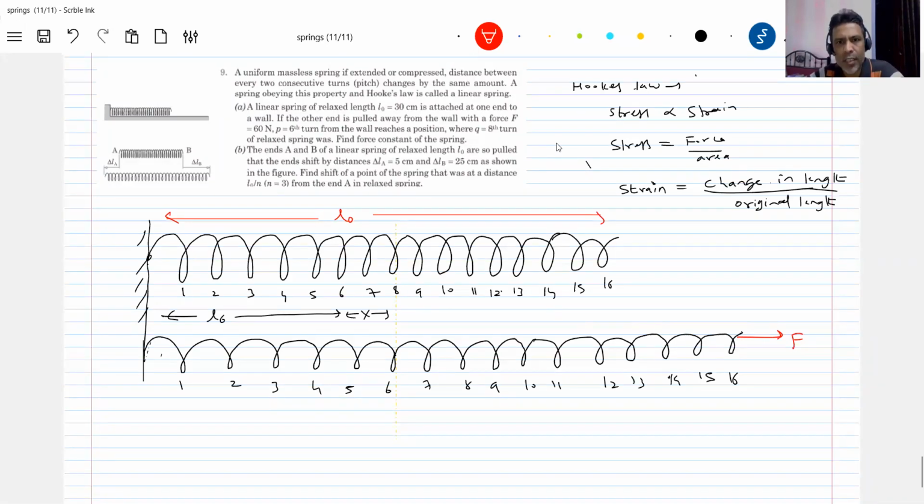Find the force constant of the spring, a force of 16 Newton, as he has given that also. I applied a 16 Newton. Now overall, one force applied, length of the spring given 30 centimeter. The sixth turn will be at the position of the eighth turn. With this information, we have to calculate now what is the spring constant of the spring. Okay, got the idea now?